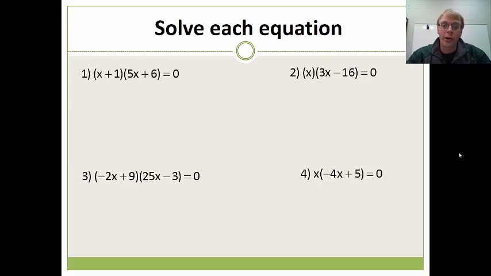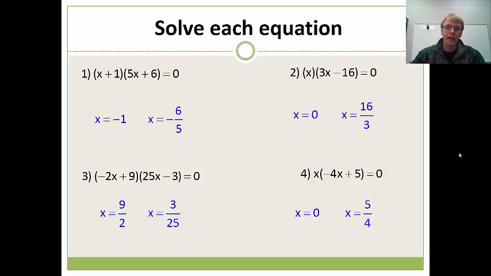So let's try some on your own now. We've walked through this together. We've explained the zero product property. So these equations are set up to be solved using the zero product property. We want you to pause the video, try these equations, then come back and check your answers. Ready? Pause. All right, let's see how you did.